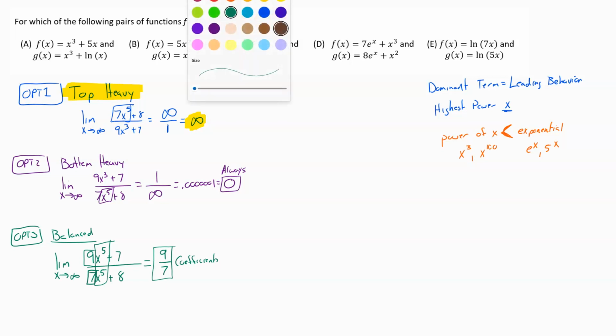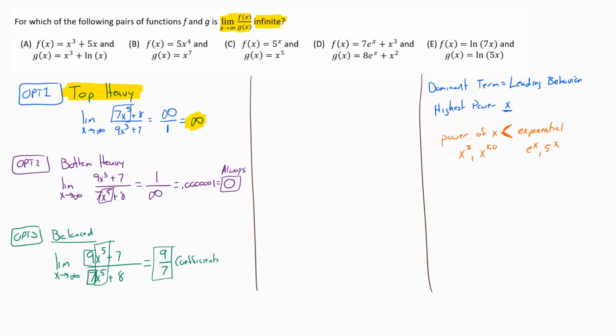So if we look at the equation that they gave us, we're looking at the limit as x approaches infinity of f of x over g of x. And so what we know is in order to get top heavy, we need the f of x equation to be the dominant equation in our setup. And so only an answer that has the f of x as the dominant scenario is going to win that race upwards to infinity.